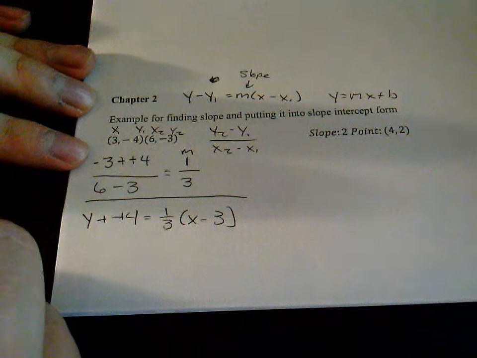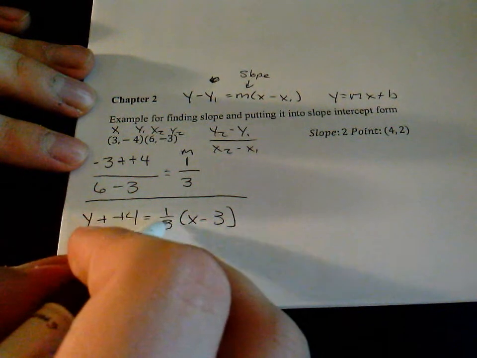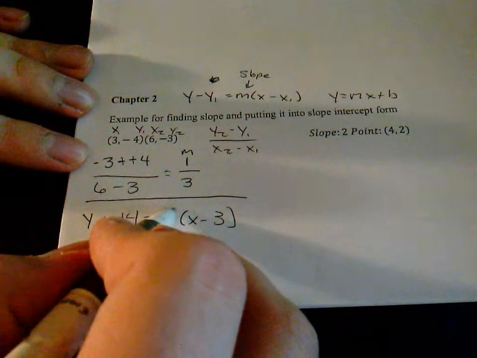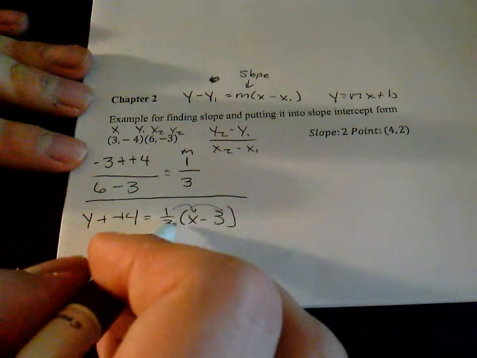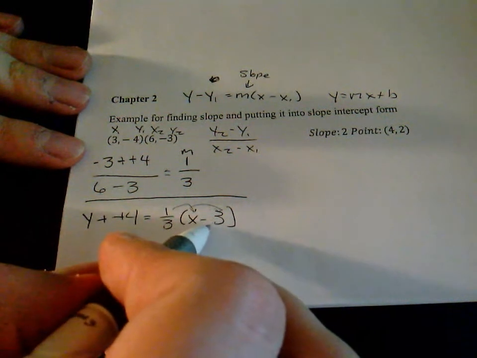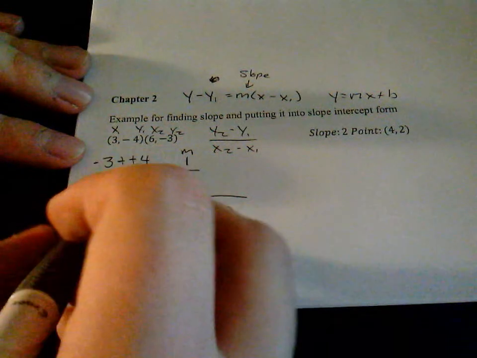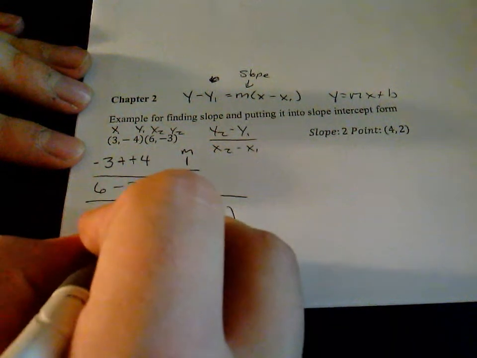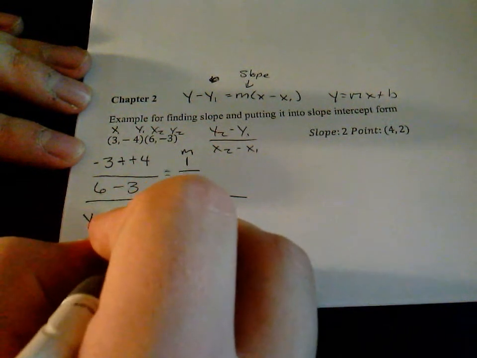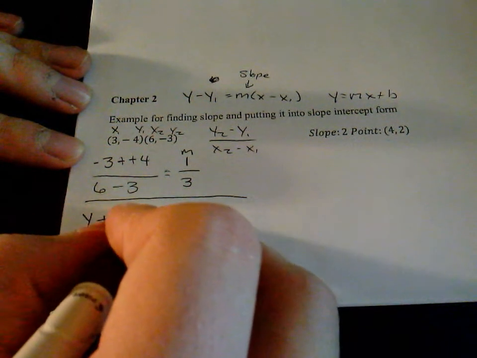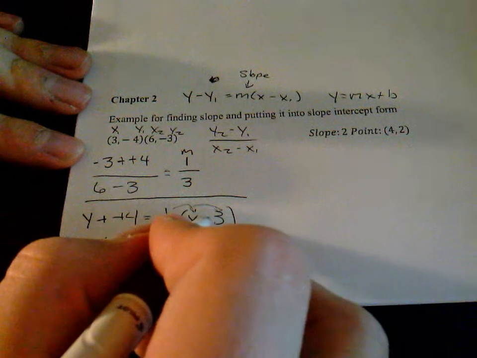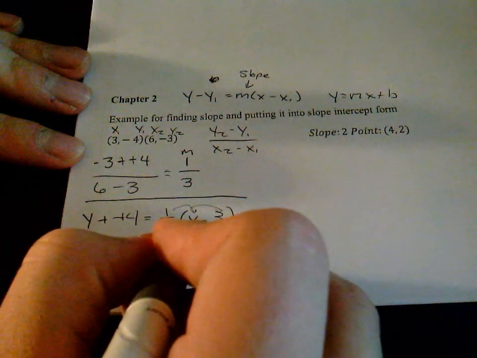Okay. And then our first step is to actually take this 1/3 and multiply the two things on the inside. Now remember, when you do this in your calculator, you take 1 divided by 3 and you're going to multiply it by this negative 3. And that's how you get it. So we get y plus 4 equals 1 over 3 x. When you put that in your calculator, 1 divided by 3 times negative 3, you should get negative 1.